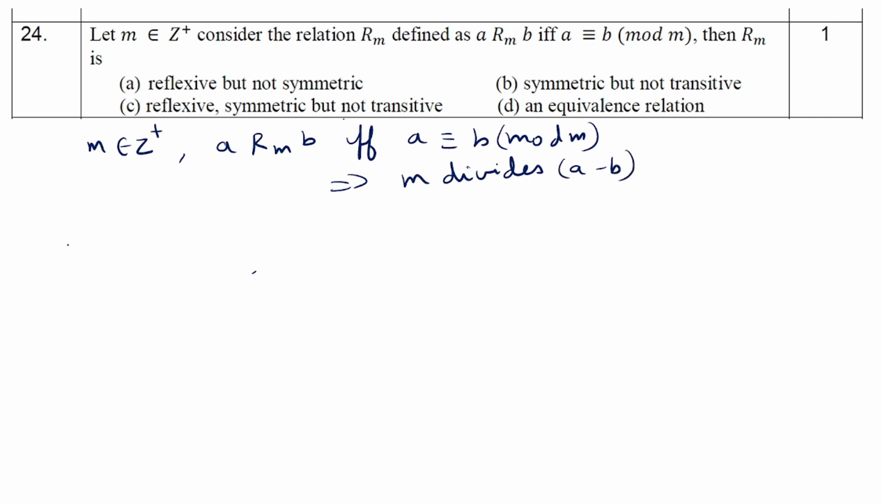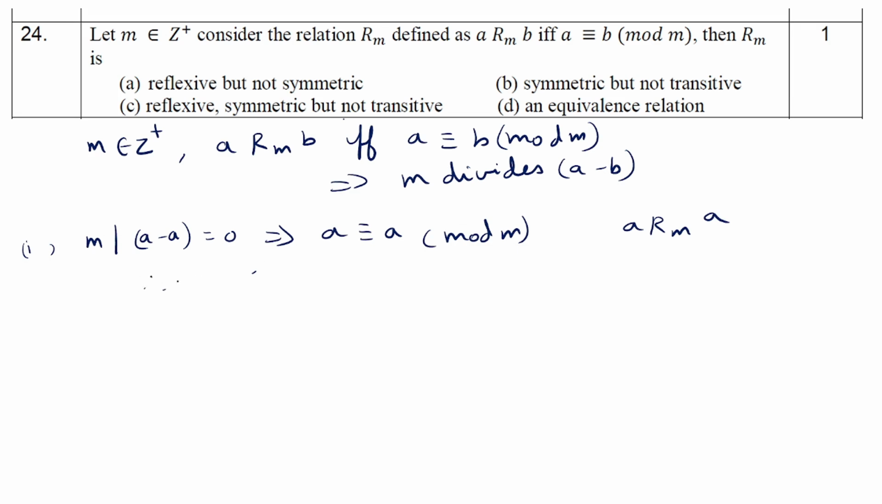Now first we will check whether R is reflexive or not. So first we can see that M divides A minus A, which is equal to 0. Now this means A is congruent to A mod M, or A is related to A, that is, A Rm A. Therefore this relation Rm is reflexive.